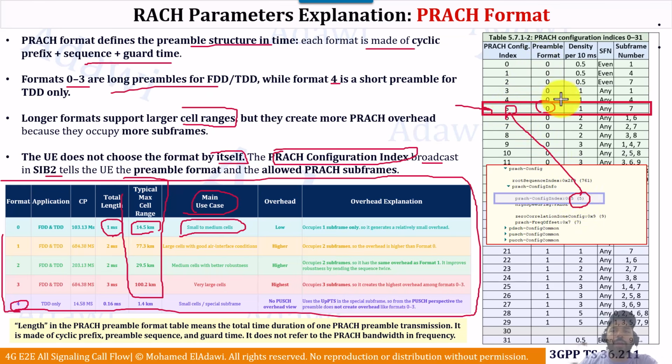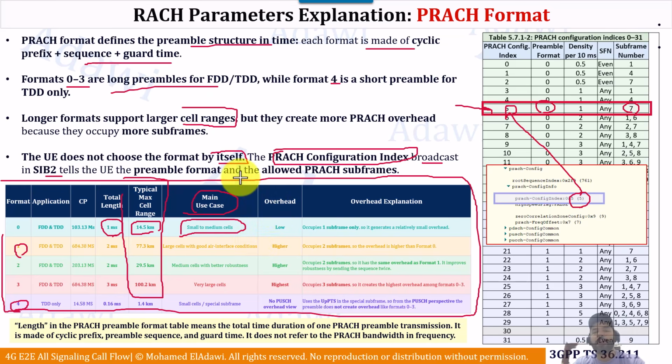It's referring to preamble format 0, which indicates that the total length of our preamble would be 1 millisecond, and it will start at subframe 7. So this means only subframe 7 is used for transmitting the PRACH preamble, the first message, which is the random access preamble. In case you use PRACH format 1, for example, this means the preamble spans 2 subframes. So this will double your overhead, right? So this was the main idea.